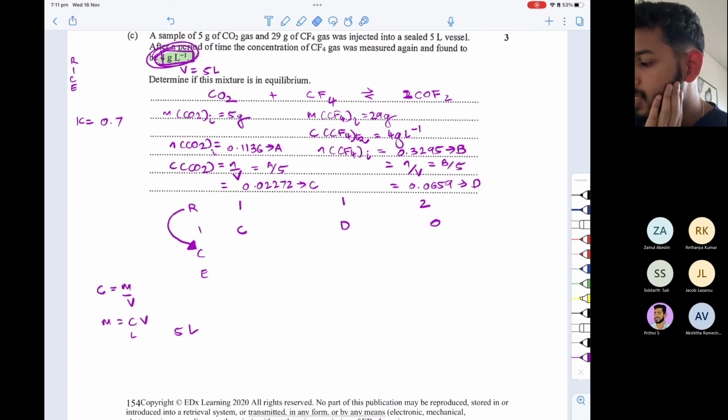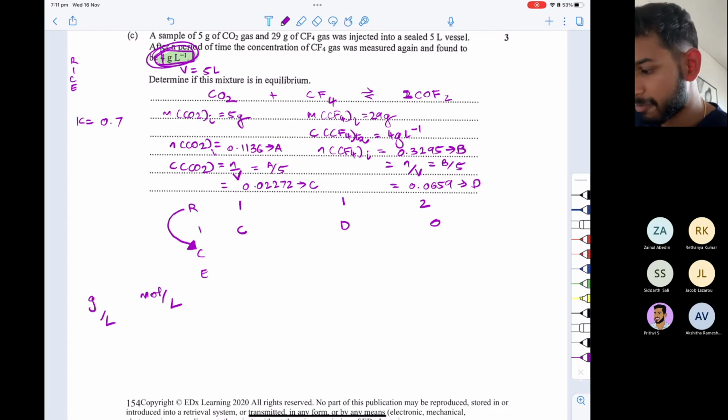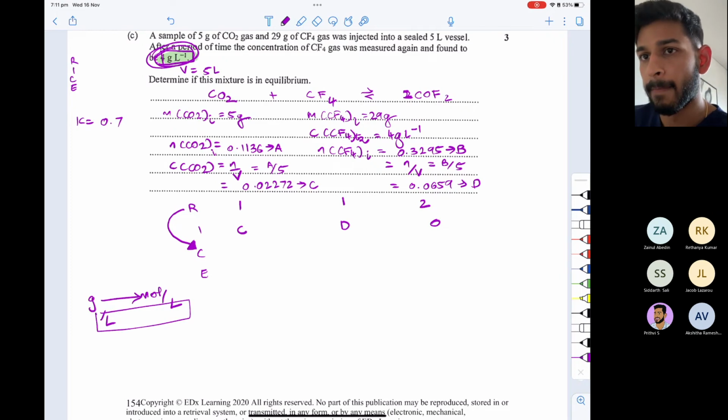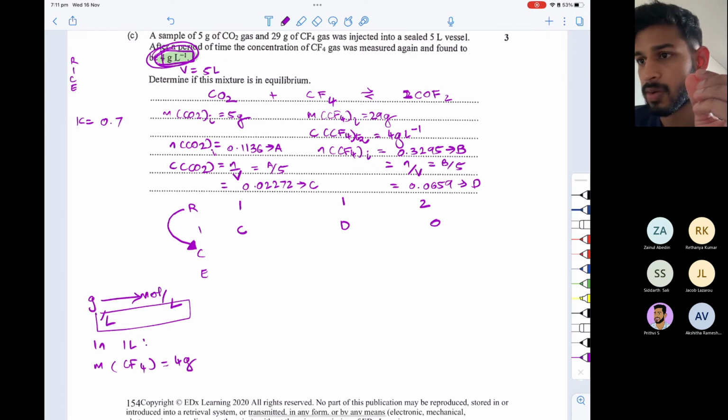So a slightly easier way to do it, guys, is think about the units you have and the units you want. You've been given data in grams per liter. We care about moles per liter. So a simple thing you can do is fix the moles and just convert grams to moles, right? What I mean by this is we know in 1 liter, we have a mass of CF4, which is equal to 4 grams. What is the number of moles in that liter? That's what concentration is, right?